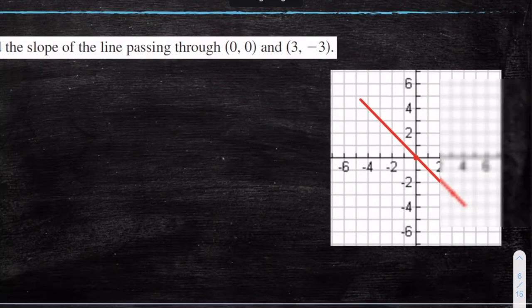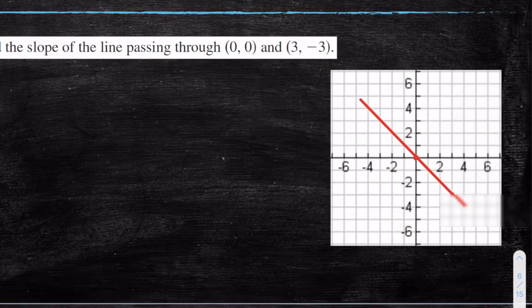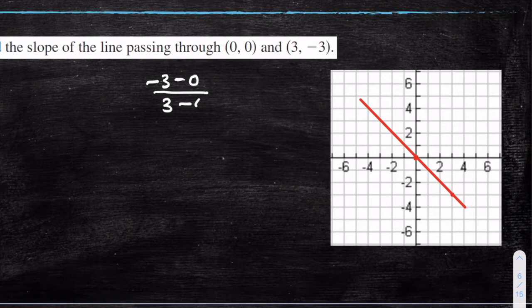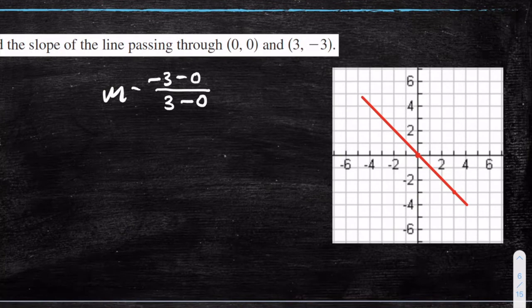Well, once again, let's use the slope formula. The slope formula is going to be y2, which is negative 3, minus 0, over x2, which is 3, minus 0. Well, negative 3 minus 0 is negative 3, and 3 minus 0 is 3. And negative 3 over 3 does reduce because 3 over 3 is equal to 1. So our answer is the slope is equal to negative 1.